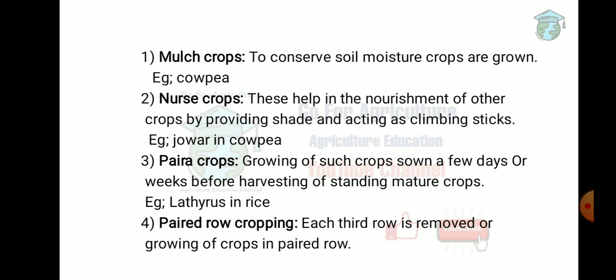Next question, each third row is removed, or growing of crops in a paired row is called paired row cropping. So here unwanted crops are removed and other crops are grown in paired row.